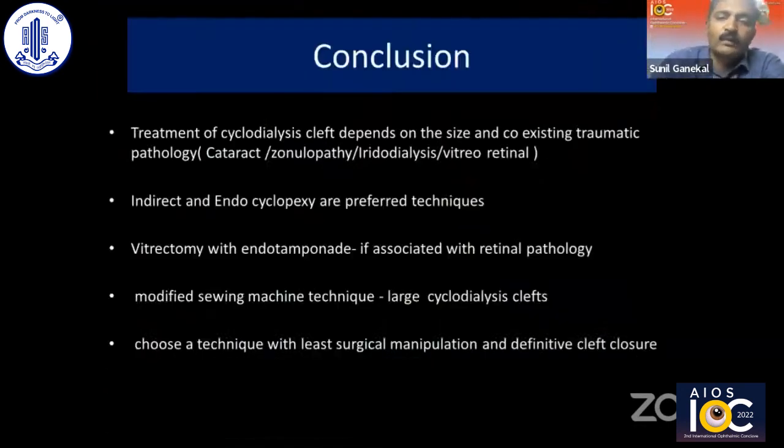So in conclusion, the treatment of cyclodialysis basically depends upon the size and the coexisting traumatic pathology, whether cataract is there, zonulopathy is there, iridodialysis is there, or associated vitreous hemorrhage or some other complication is there. Indirect cyclopexy or endocyclopexy is a preferred technique. Vitrectomy with endotamponade is required if there is associated retinal pathology or vitreous hemorrhage or something of the sort. Modified sliding knot techniques or the intrascleral technique which I showed show good results in large cyclodialysis clefts. Choose a technique with the least surgical manipulation and a definitive cleft closure.